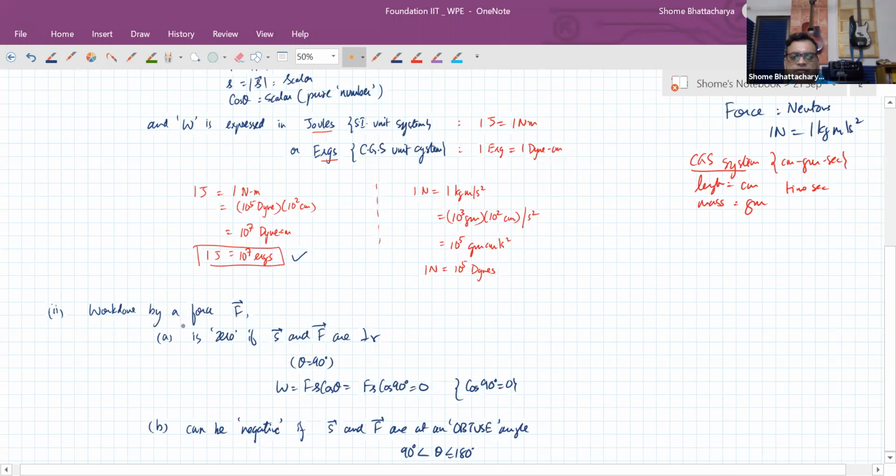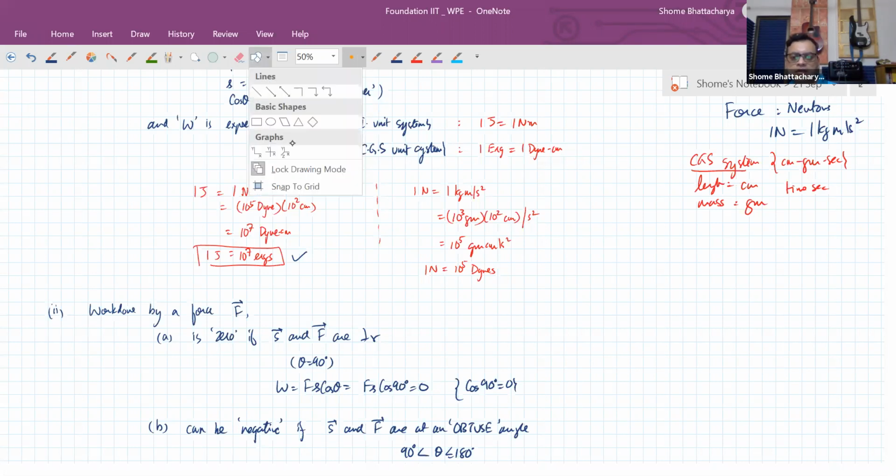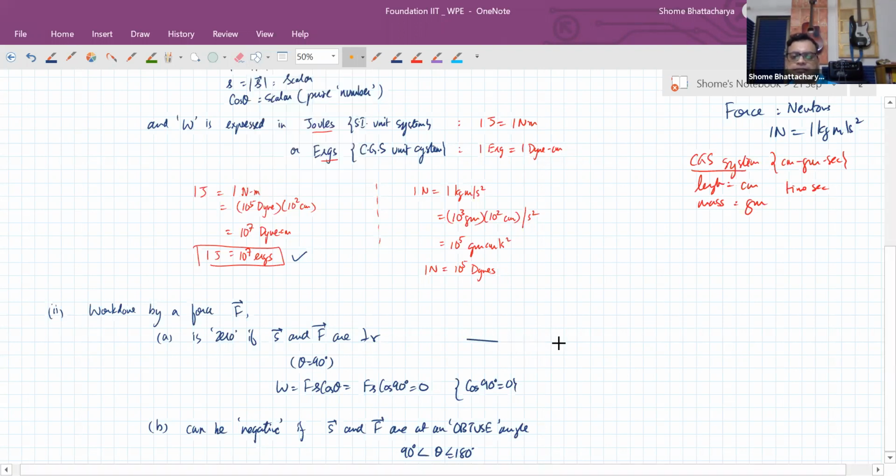Sentence A is that the work done by the force F is 0 if the displacement and force are perpendicular to each other. Okay, so the work done is 0 if the displacement and force are perpendicular, which means that the angle between them is 90 degrees. Okay, so physically, that situation would look like this. I'm explaining that part only.